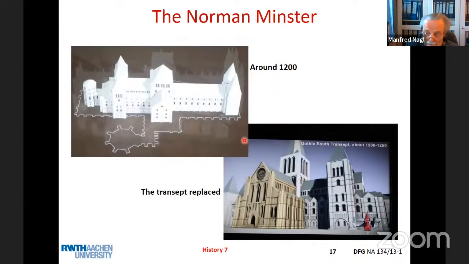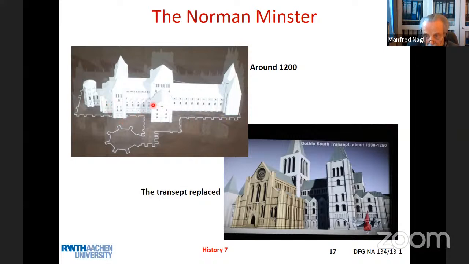Okay, Norman Minster is also important because it was a reconstruction of a Norman Romanesque church, a huge Norman Romanesque church. You see here the base of the new church, and you see here the outline of the old church. You see they are nearly as big. The Romanesque church is nearly as big as the later Gothic one.